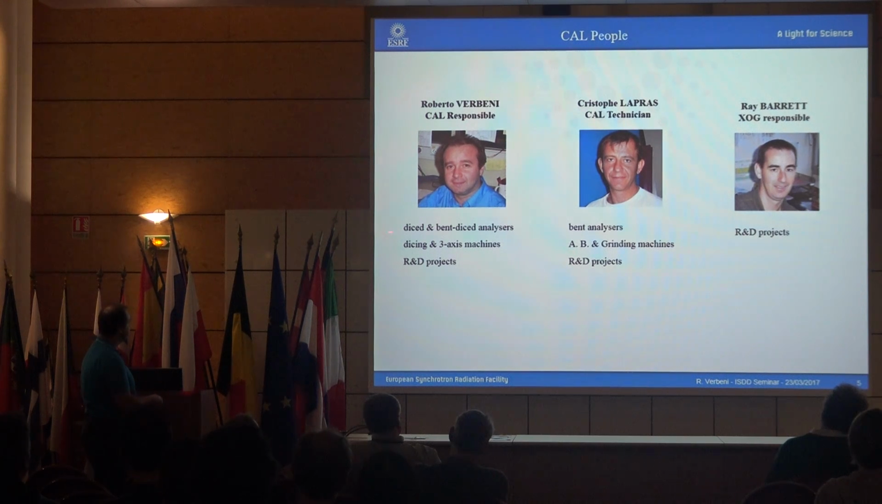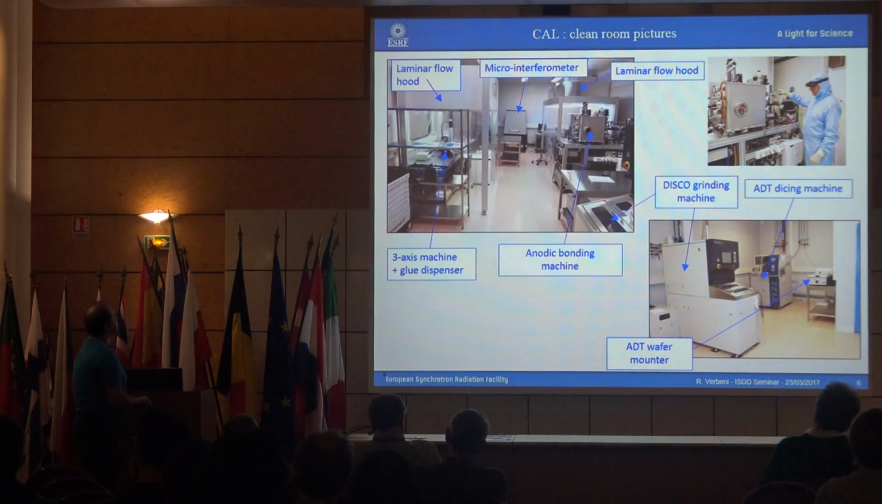Concerning myself, I'm basically doing the production of dice and the bent dice analyzers, and I run the dicing machine and a 3-axis machine with a glue dispenser for the bent dice analyzer. And both of us are taking care of the R&D development with Ray Barrett, who is responsible for the optics group.